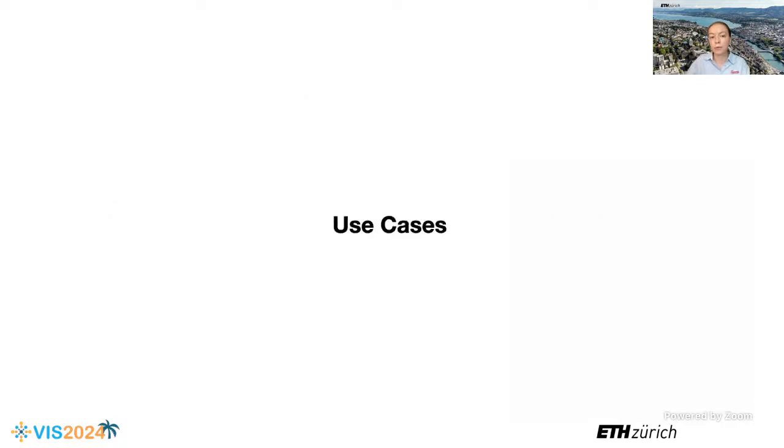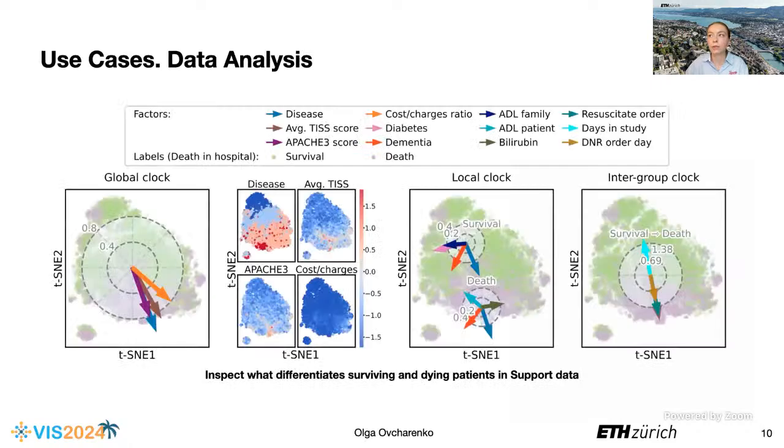Now, use cases. Because of time constraints, I will present only one use case on data analysis. On the slide, you can see feature clocks for the SUPPORT dataset. This dataset comprises information on critically ill patients across US medical centers, and each patient is assigned one of 9 diseases. On the plots, each point is a patient, and there are 2 classes of patients: who survived or didn't survive in a hospital.